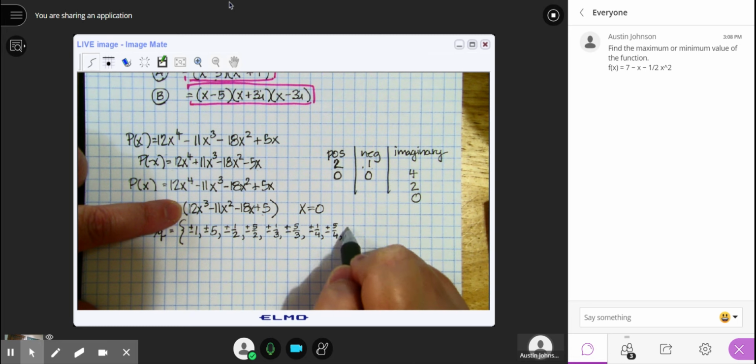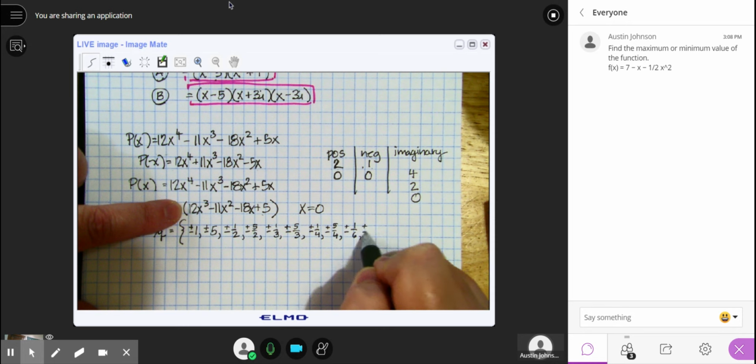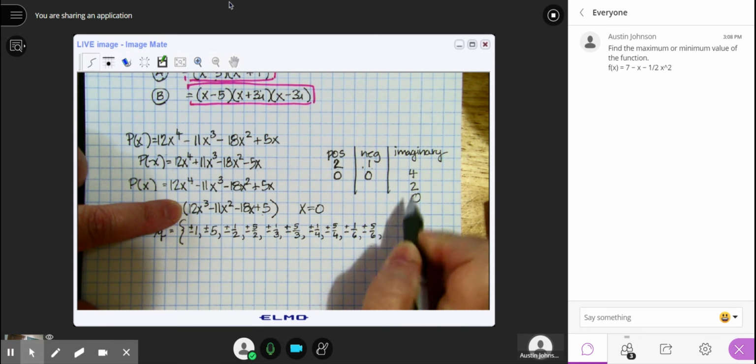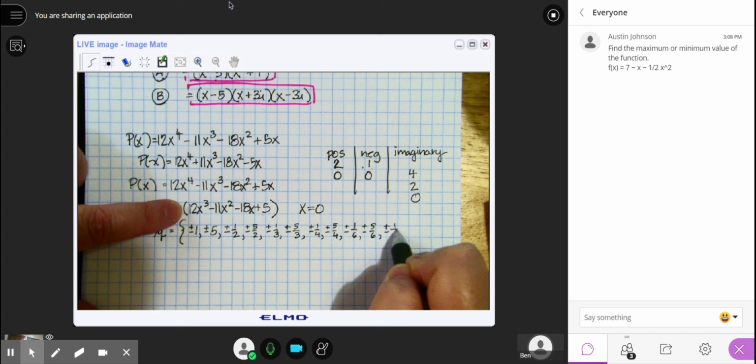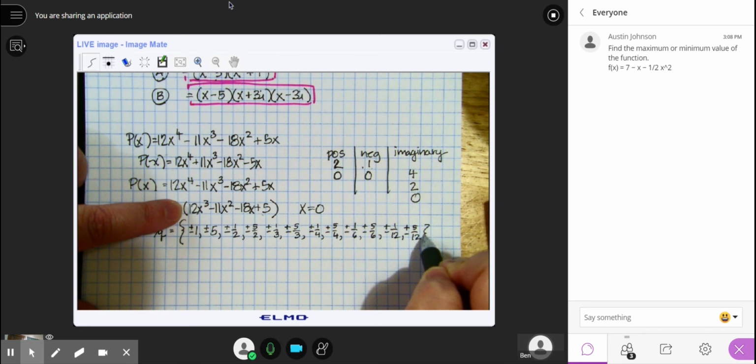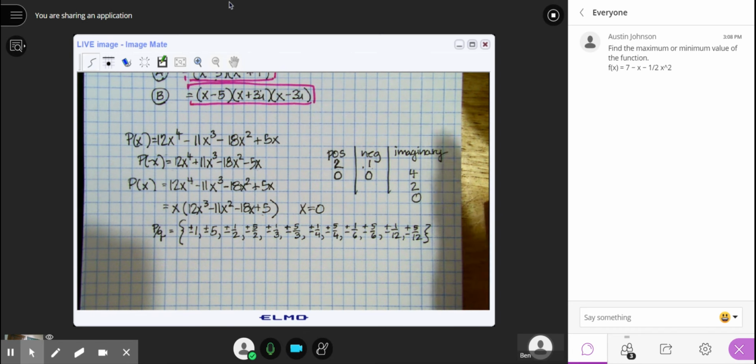We could have a plus or minus 1 over 6. We could have a plus or minus 5 over 6. We could have a plus or minus 1 over 12. And we could have a plus or minus 5 over 12. And I think that hits all of them. Okay.